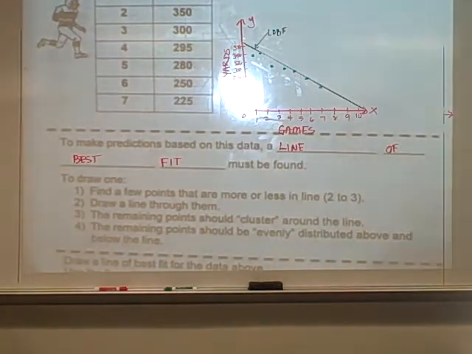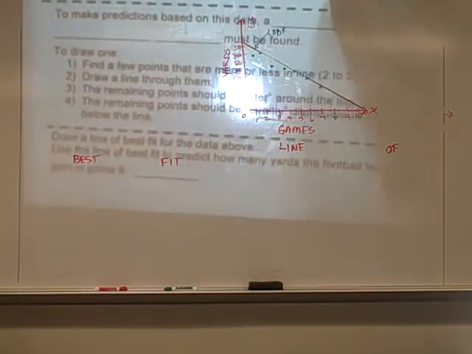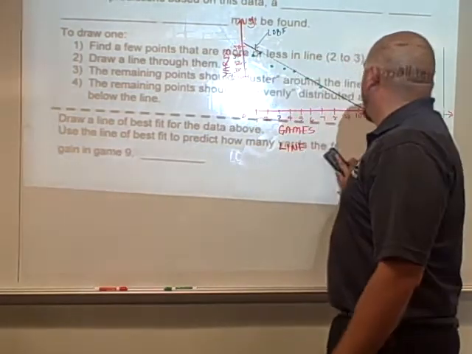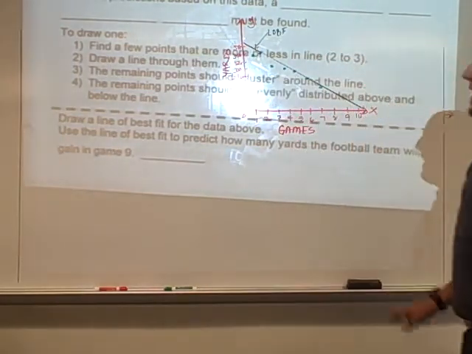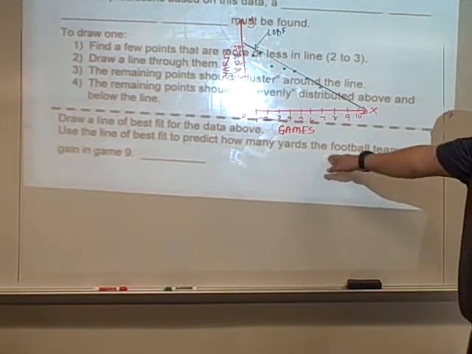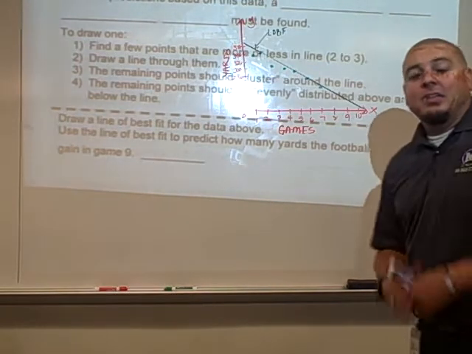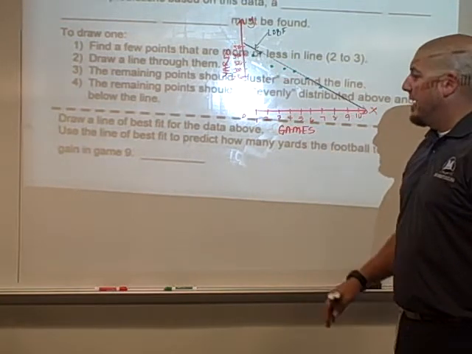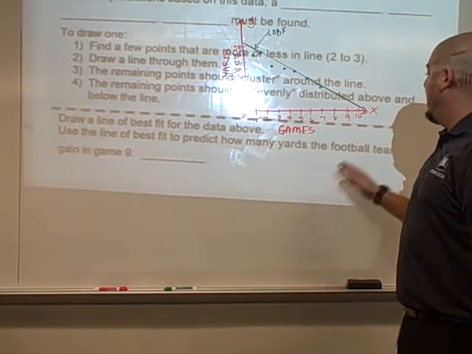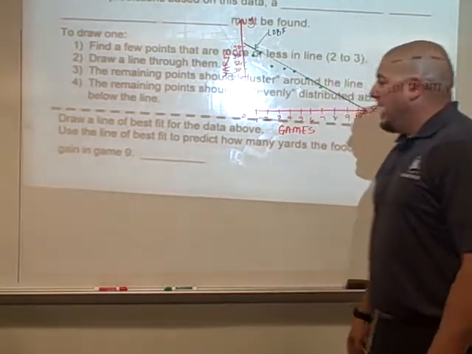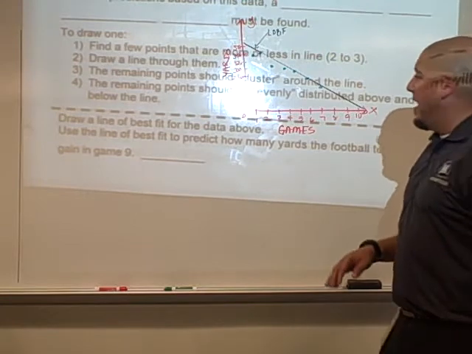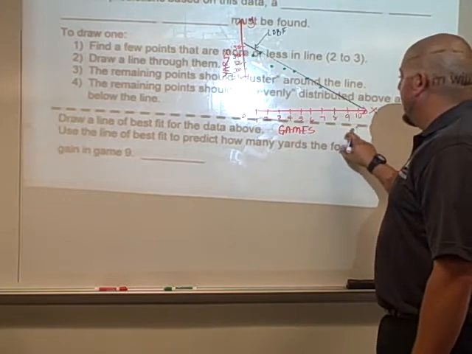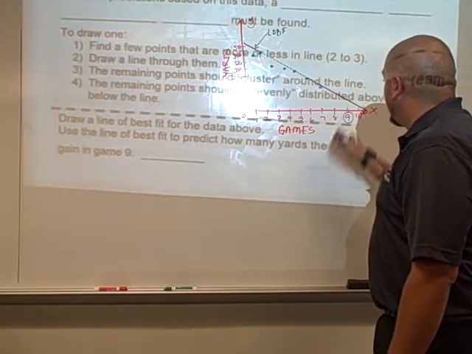So what are we going to do with this line of best fit? Let's move up and find out. Okay, so it tells us to draw a line of best fit for the data above, which we did, okay? And now it says use that line of best fit to predict how many yards the football team will gain in game 9. Like I said earlier, we drew game 9 and 10 on there because we knew that they were going to play that game. So what we need to do now is predict how many yards we think the team will gain in game 9. So what we do is come down here on our games axis, okay, and we look at game 9. Here's game 9 right there.